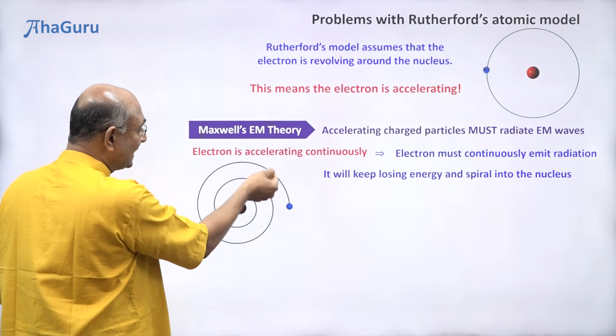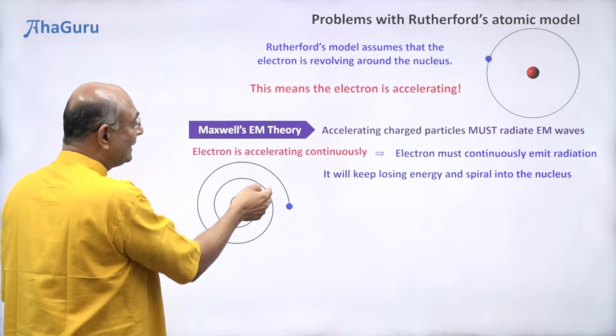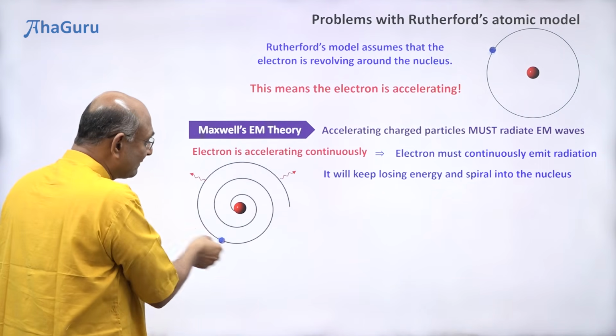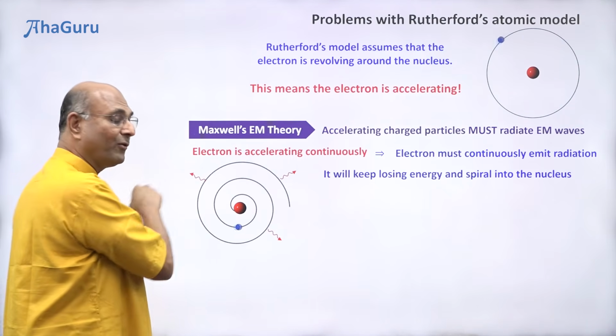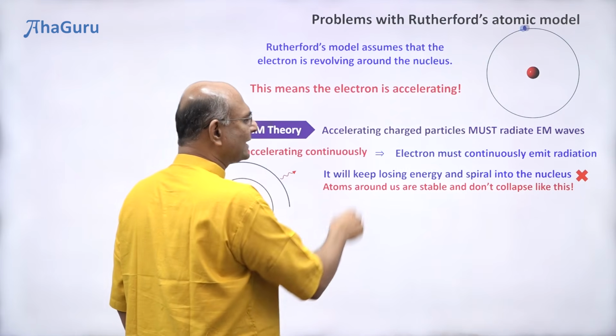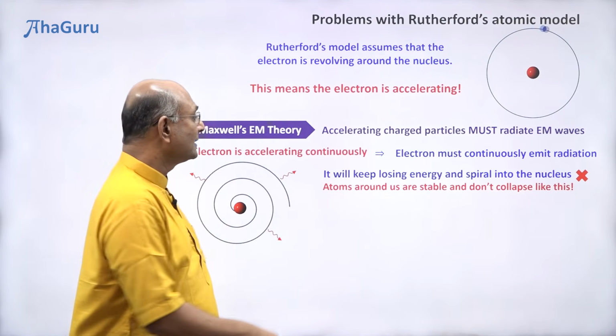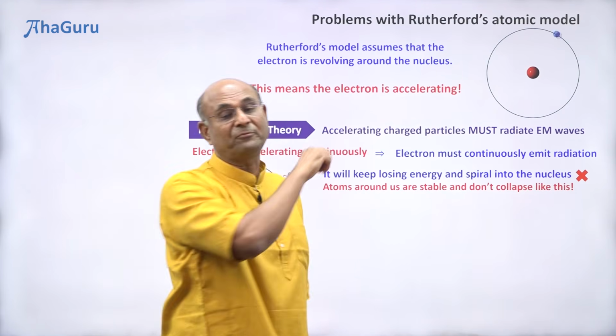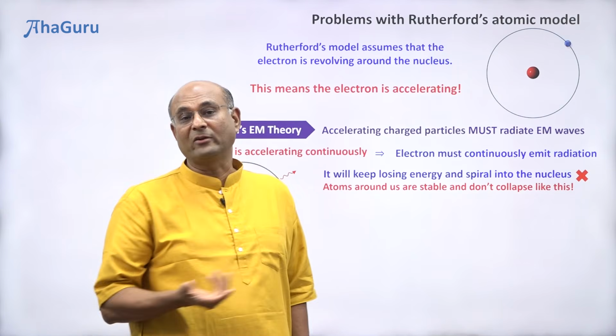As the electron starts moving around in this circular orbit, it will keep radiating out energy and it will start spiraling in and fall into the nucleus. But is that what happens? No, right? Atoms around us are quite stable. They don't collapse like this. That means this conclusion from Rutherford's model is clearly wrong.